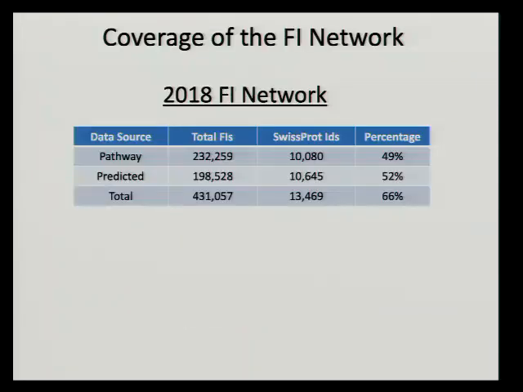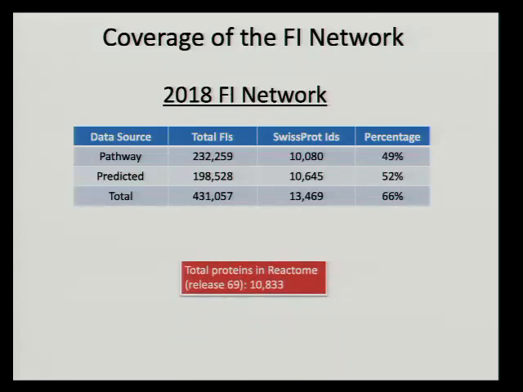Okay, so we build our FI network every year. The current version is 2018, which was built in December 2018. So here are the numbers. This FI network covers about 13,500 human genes, which is about 66%, and covers 431,000 functional interactions. Compared to our previous release, which is release 69, which covered about 11,000 genes, there is a 24% gene coverage increase.